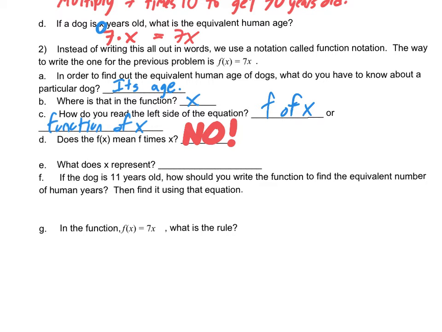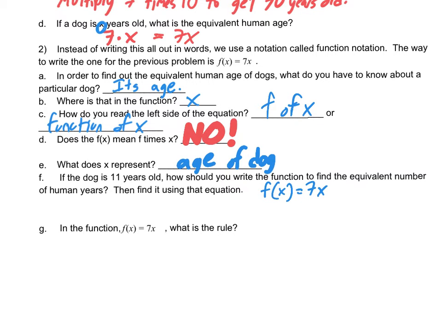It's something very different. What does the x represent? Again, going back to B where we just answered that, what is x? It was the age. So we know that is the age of the dog in dog years. So if the dog is 11 years old, how should we write the function to find the equivalent number of human years? How we write this is really important. I don't want just the answer here. You guys know how to do that. What we're learning right now is how to use function notation.